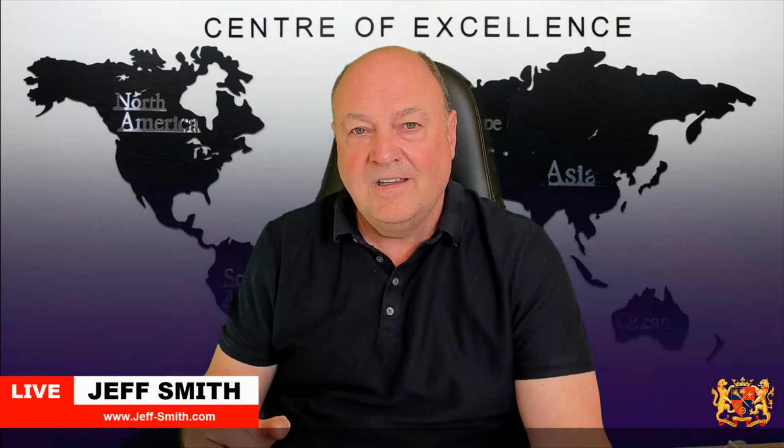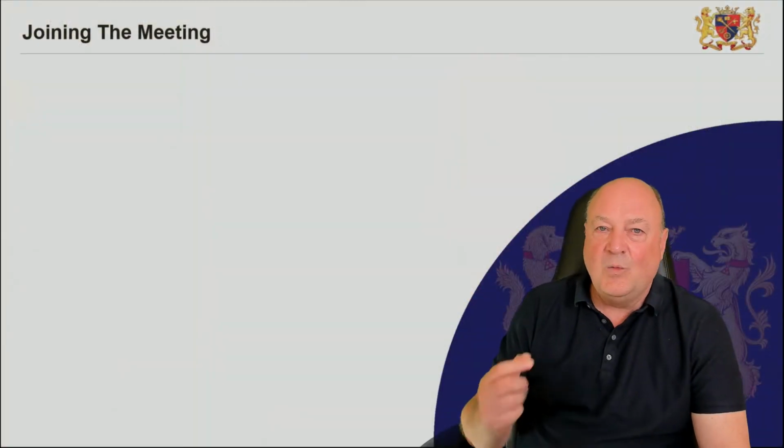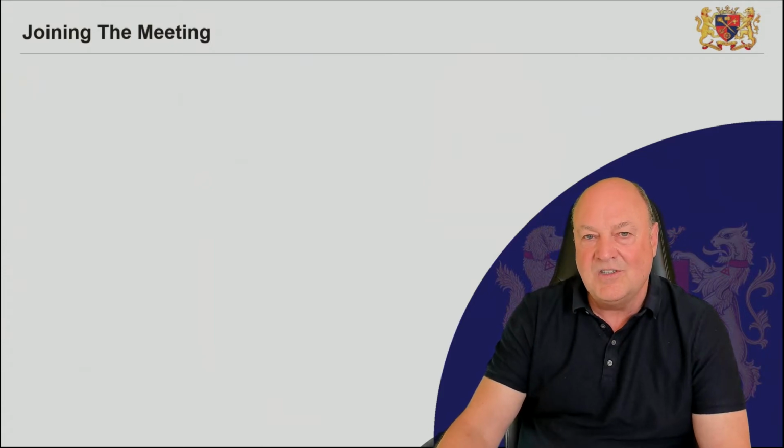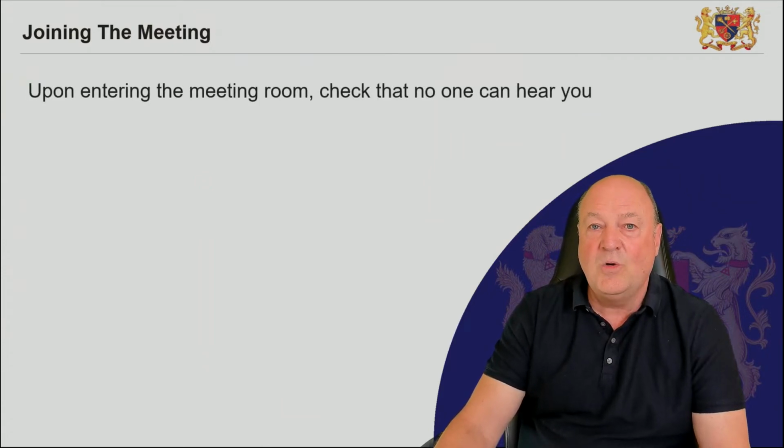However, can you imagine what it would be like if everyone entered the meeting and their microphone was on and you could hear all conversations from 25 people all at the same time? So how do we combat that to have a really effective meeting? Let's have a look. When you join the meeting, you need to make sure that your microphone is turned off and no one can hear you.